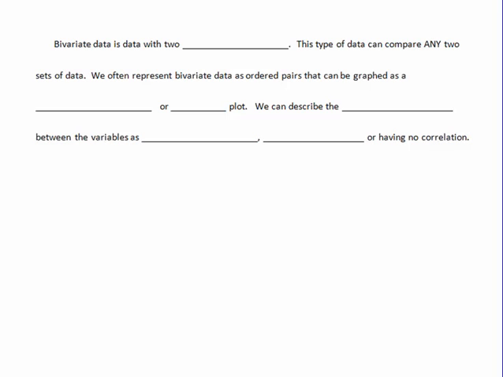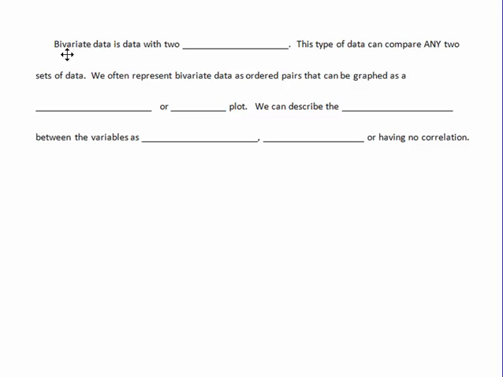Here we're looking at the guided notes for 2.5, and this is going to be about making scatter plots, finding lines of best fit, and ultimately we'll get to linear regression. But before we do that, there's some things we need to really know and know pretty well first.